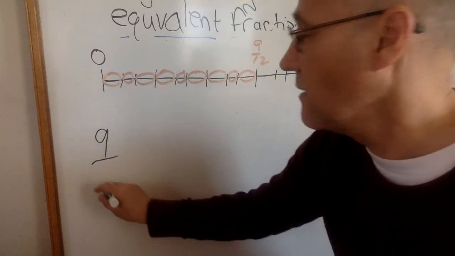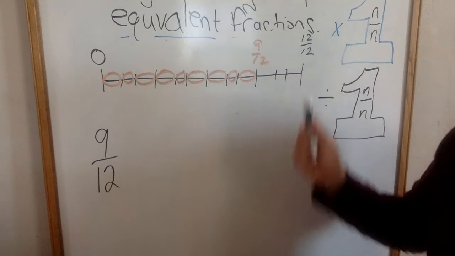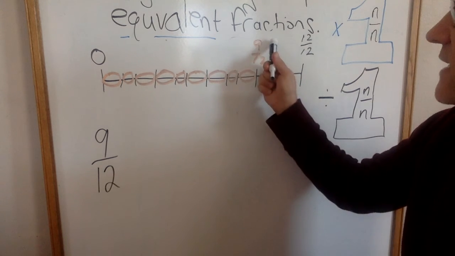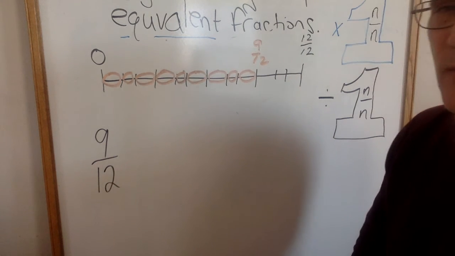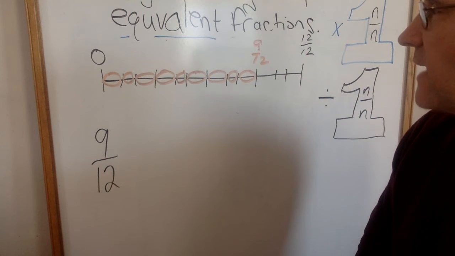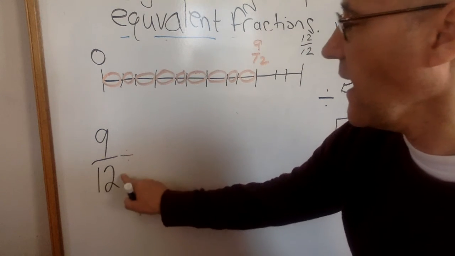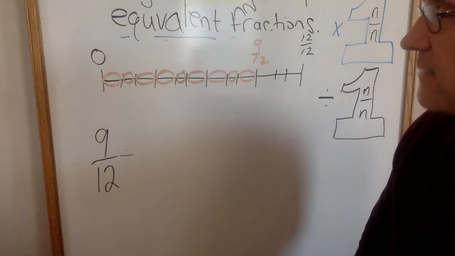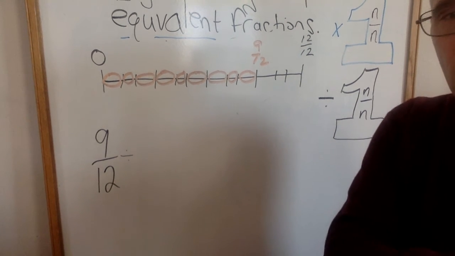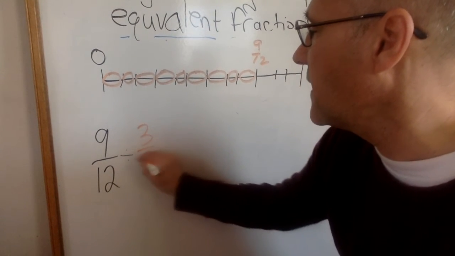The tricky part is, what can I divide both 9 and 12 by? I can multiply everything by something. Every number can be multiplied by something, but I can't evenly divide 9 by every number. So what's something I can divide 9 and 12 both by? I can divide them both by 3. So I'm going to divide by 1 in the form of 3/3.